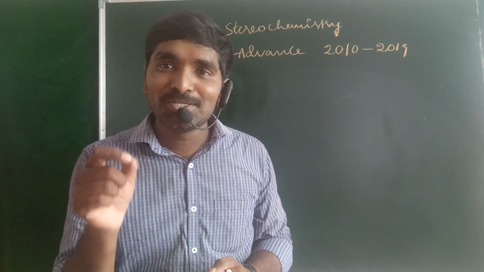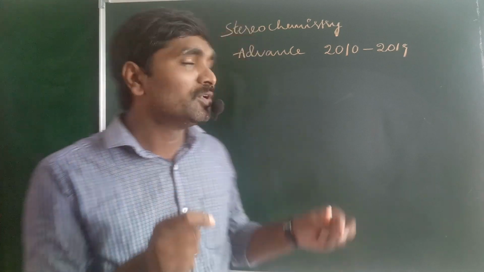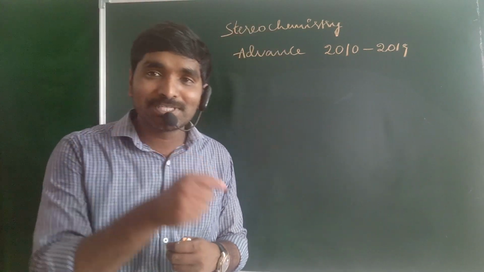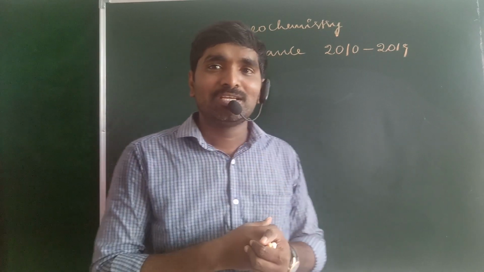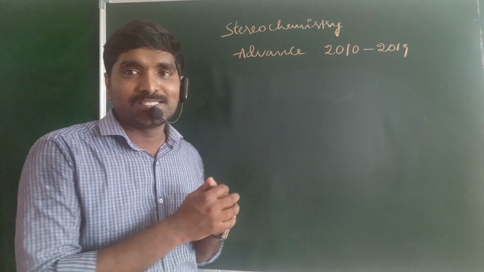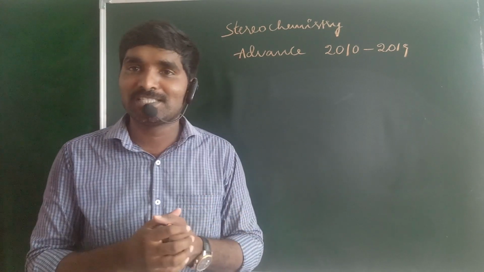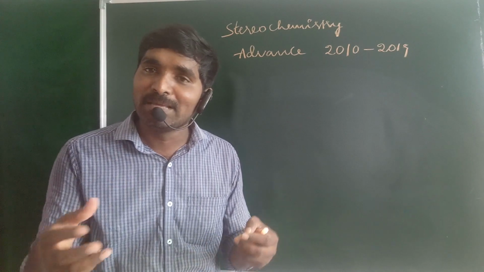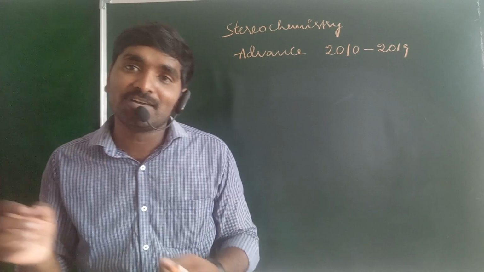Remember guys, stereochemistry questions, the previous questions from an advanced point of view from 2010 to 2019, are explained here with the theory. Before going to stereochemistry, questions may be asked like this: which of the following is a meso? When you have three different types of structures, what is the relation between the first one and second one? They may be enantiomers, identical, or diastereomers.